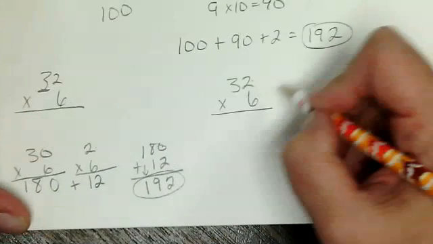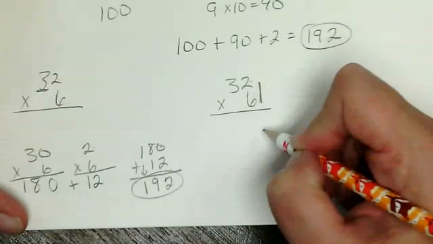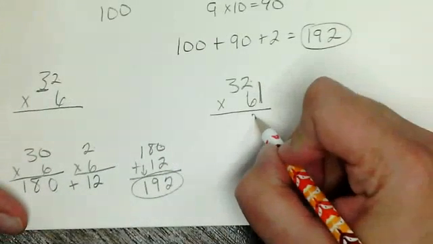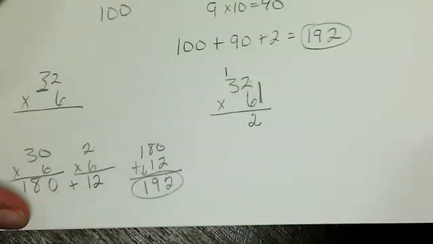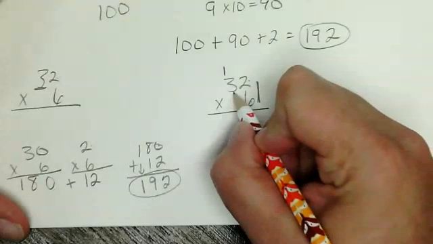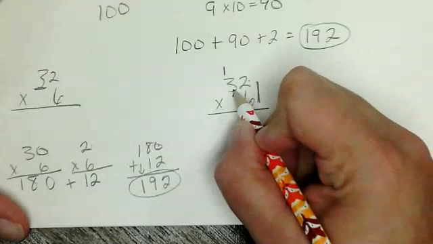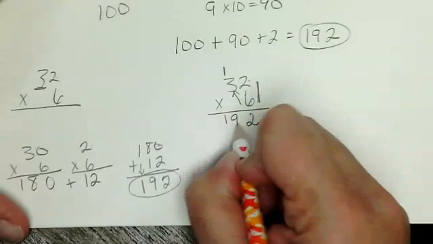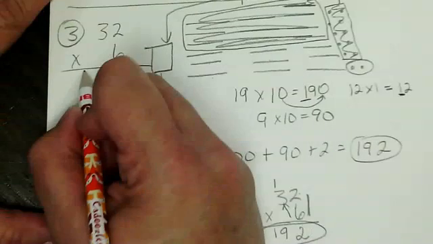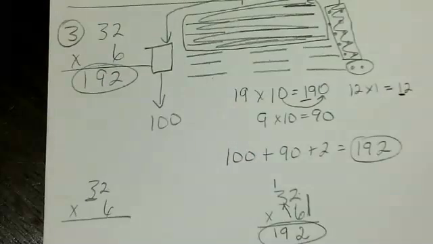6 times 2. I'm going to do this side first. 6 times 2, 12. Put down my 2. Carry my 1, just like you would in addition. Then I need to do my 10s. 6 times 3 is 18. Plus 1 is 19. So 32 times 6 is 192.